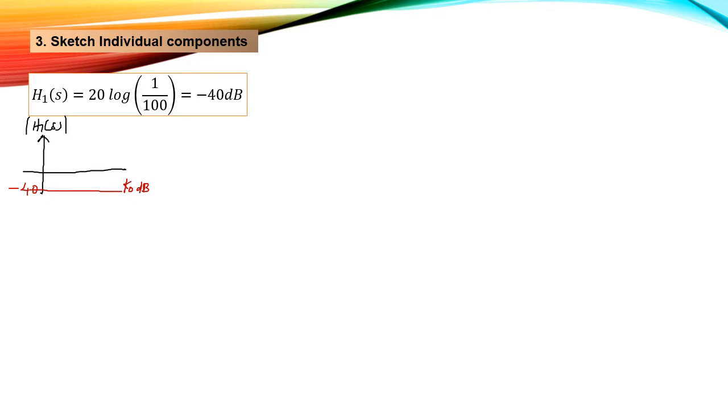And in terms of the phase plot, theta 1, when it is a constant, the phase will be 0 across the omega values.